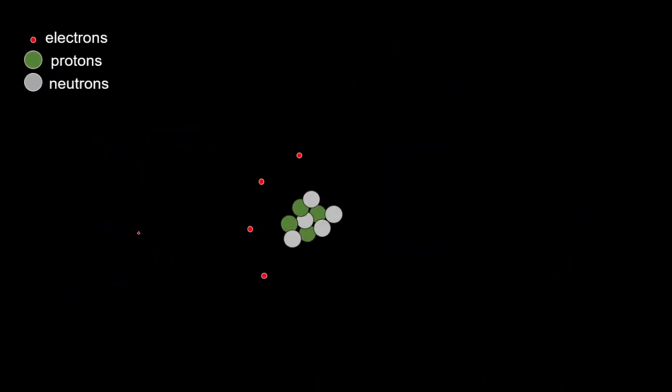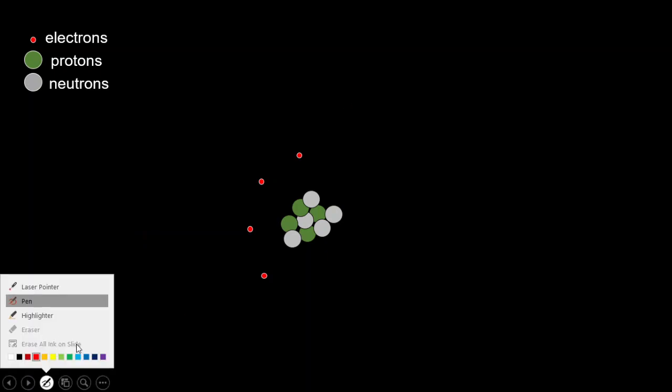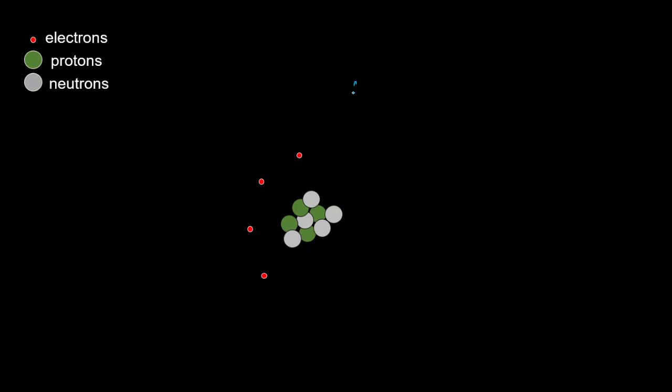Okay, let's go on to this example. Let's identify the atomic number of this atom. Again, the atomic number is equal to the number of protons. We can count the protons here: 1, 2, 3, 4. Therefore, the atomic number of this atom is 4.